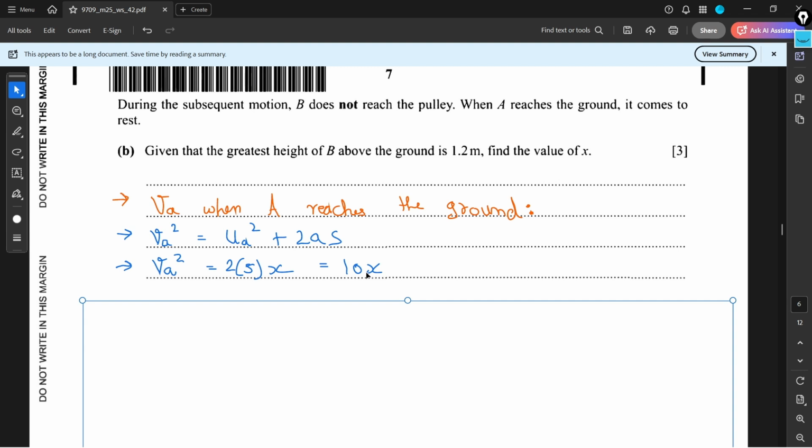Now, because of the experience, I have solved a lot of questions like this from past papers. There is no point in just finding the value of vA. If you want, you can say that v equals the square root of 10x. But then in the next step, you're again going to square that. That is why, because of experience, I am not taking the square root of 10x to find vA, and I keep vA squared as it is.